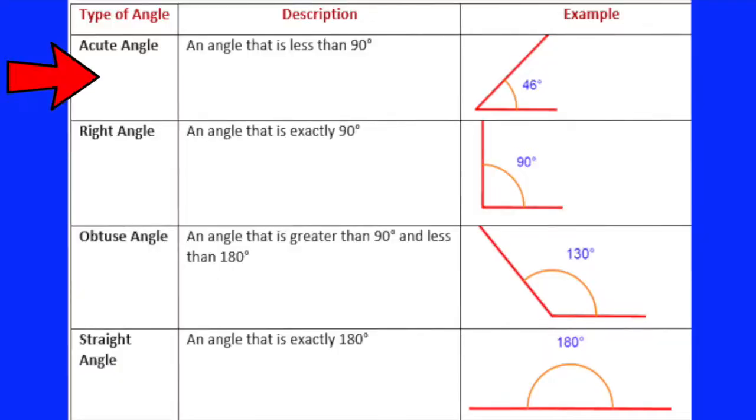You can see here that an acute angle is an angle that measures less than 90 degrees. A right angle is an angle that is exactly 90 degrees. An obtuse angle is greater than 90 degrees and less than 180 degrees. And then finally, a straight angle, which is exactly 180 degrees.